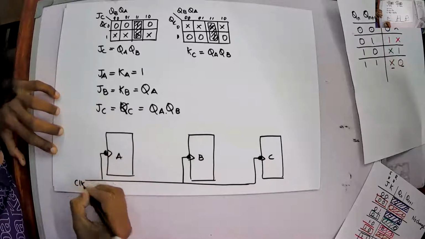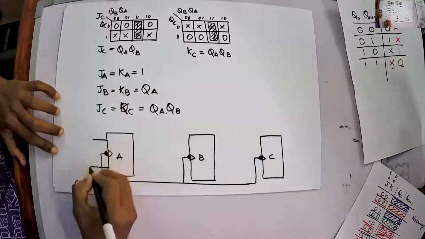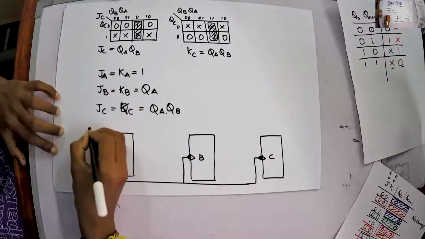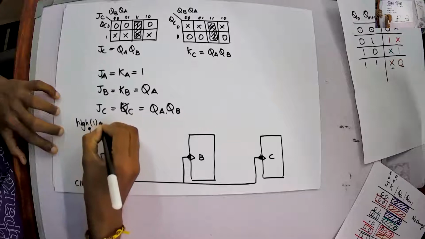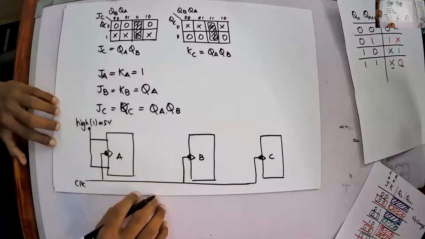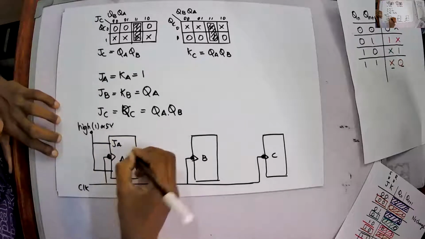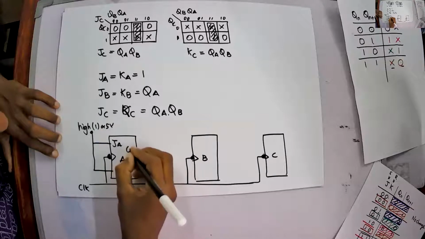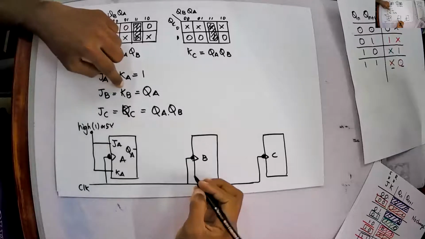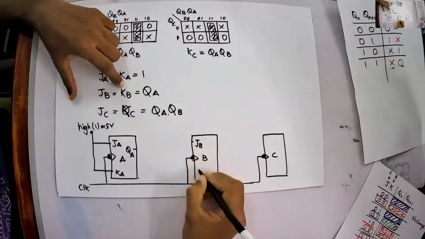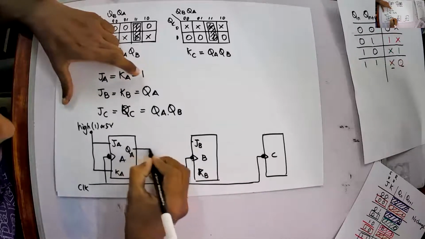This is my clock, and JA equals KA equals 1. Am I right? This is high, or 5 volt, or 1, whatever, right? So this is my JA, KA, and then this is my QA. Look at here, what are my JB and KB? This is my JB and this is my KB, both are QA.